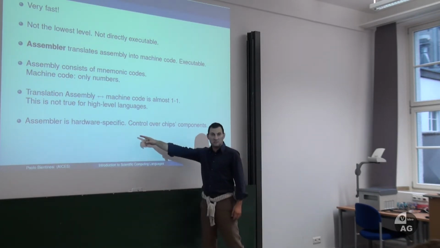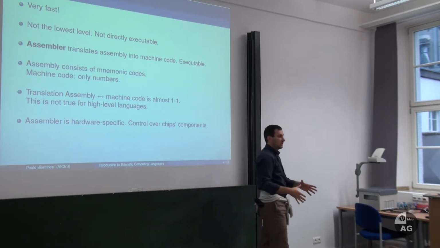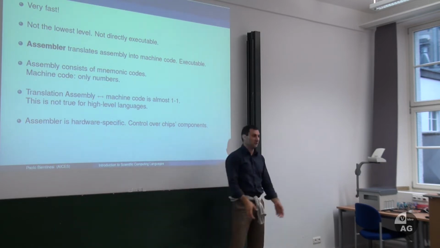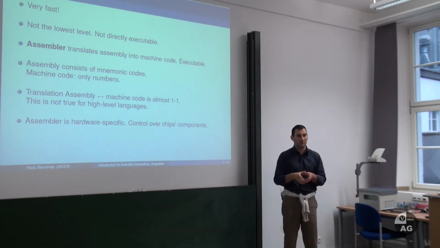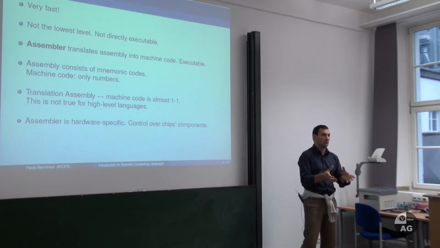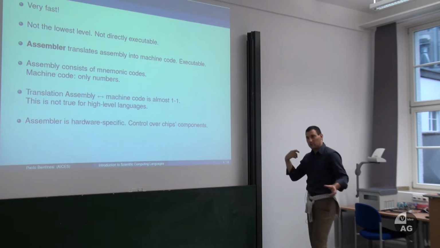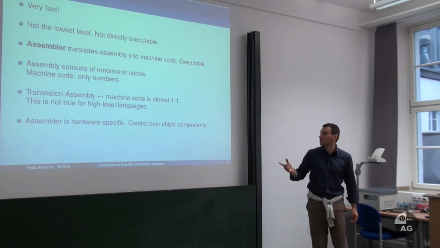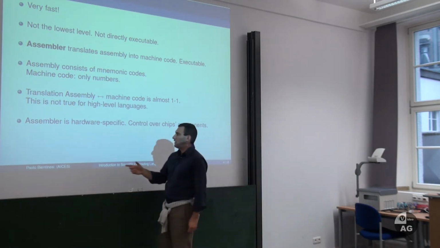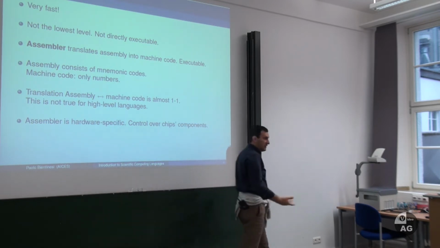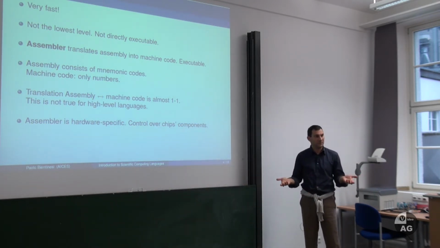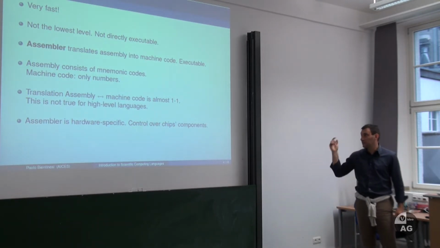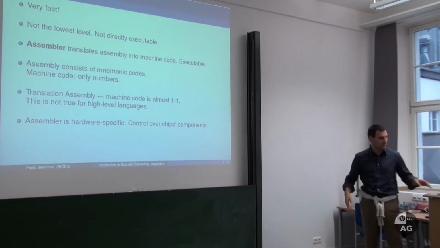The assembler, since it's so close to the architecture, is hardware specific. What does it mean? It means that every processor has a different assembly. If you learn how to program one processor and then you move to another one, you have to learn a different assembly. Why is that? Assembly and assembler, both of them. Why is that? Because two different processors probably have different architectures, have different registers, have different components. And the assembly is a language that lets you control these components.